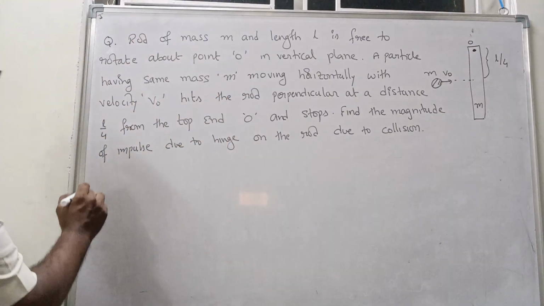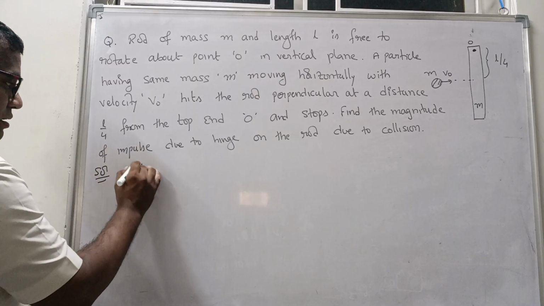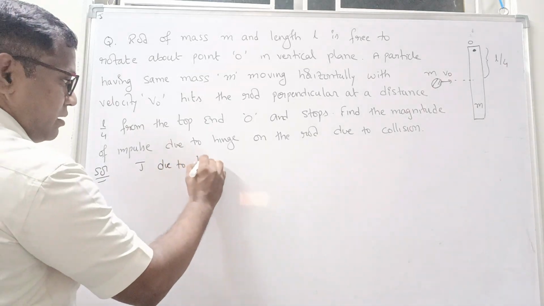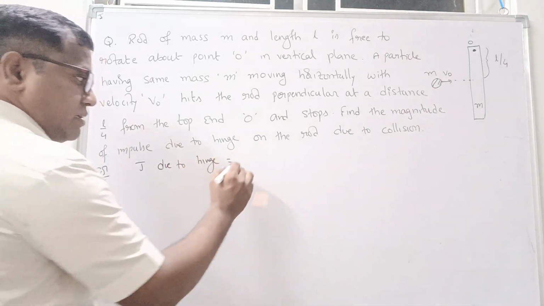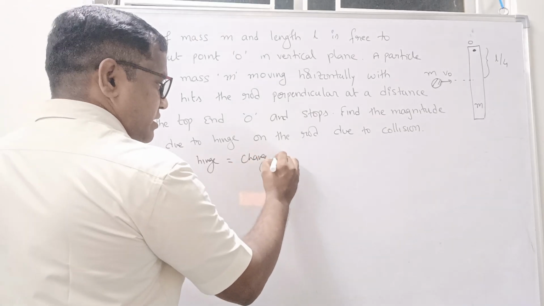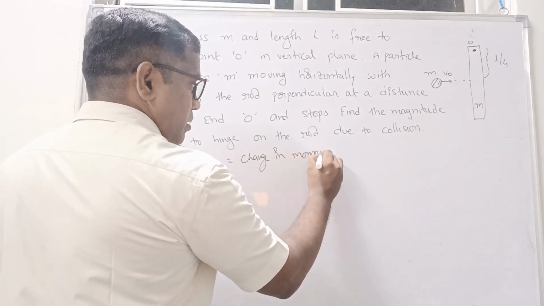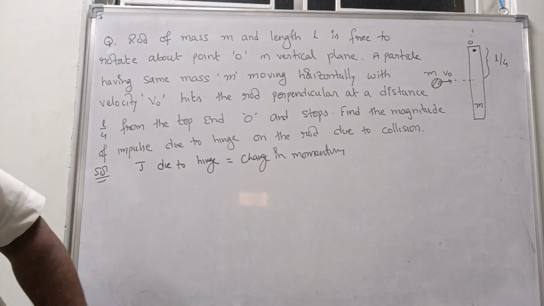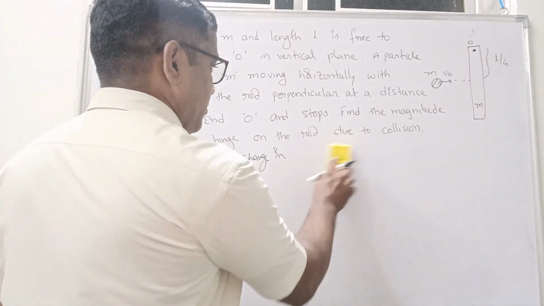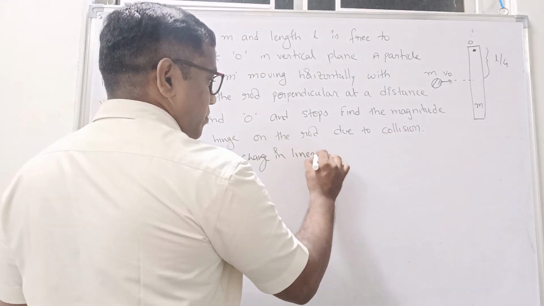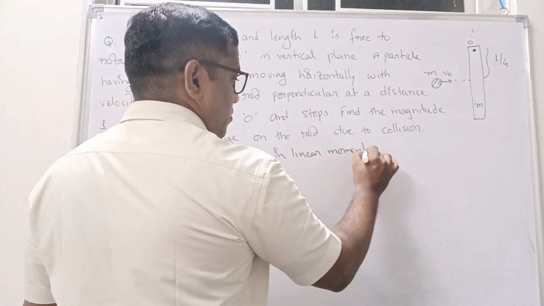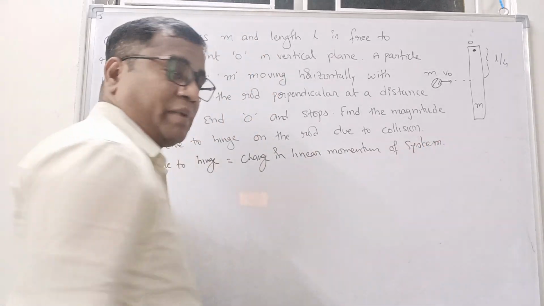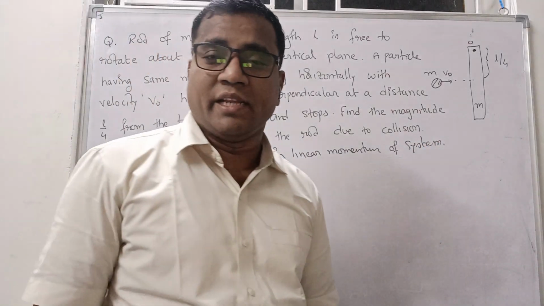See here, I will write: impulse, denoted by J, due to hinge is equal to change in linear momentum. It is not the actual momentum, it is the change in linear momentum of the system. It is not the particle alone, and not the rod alone, it is the whole system.